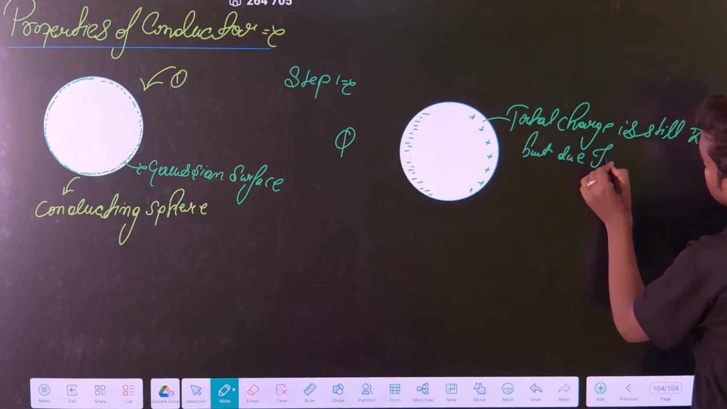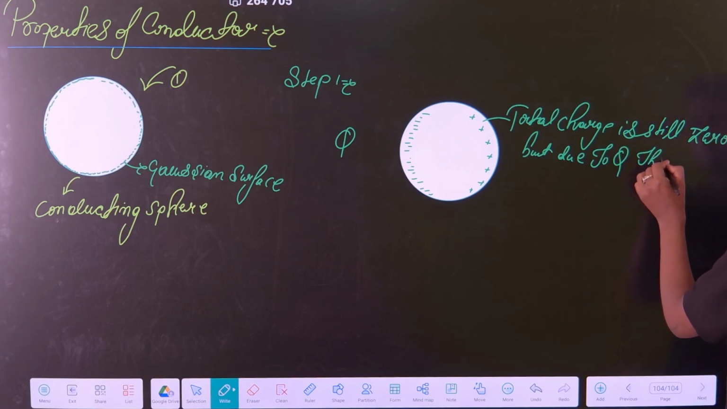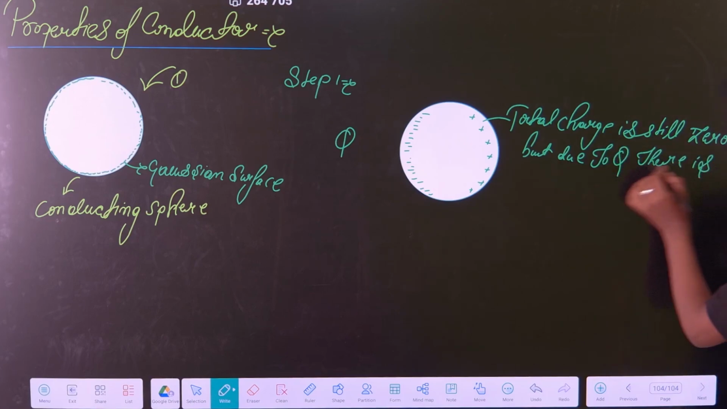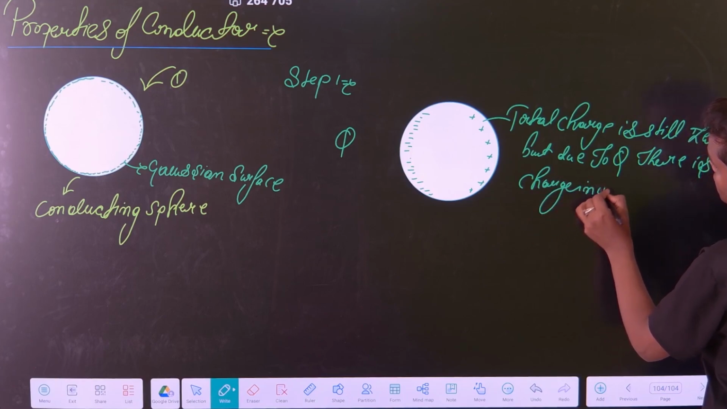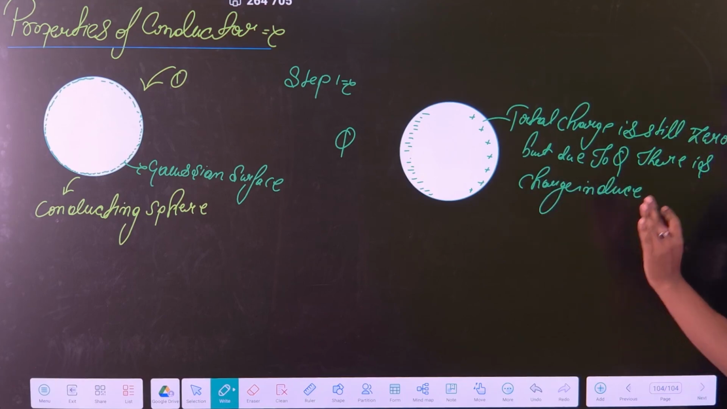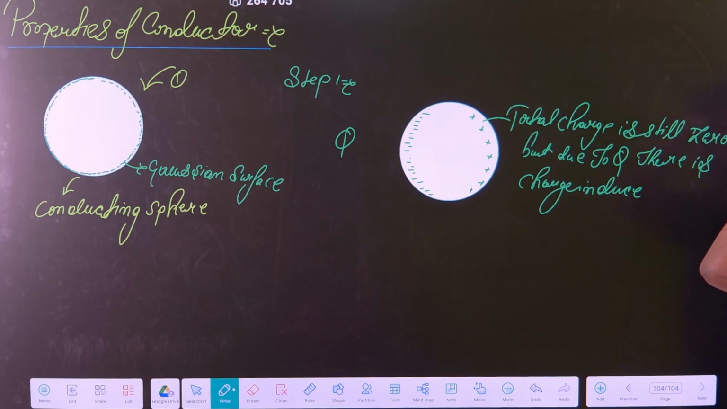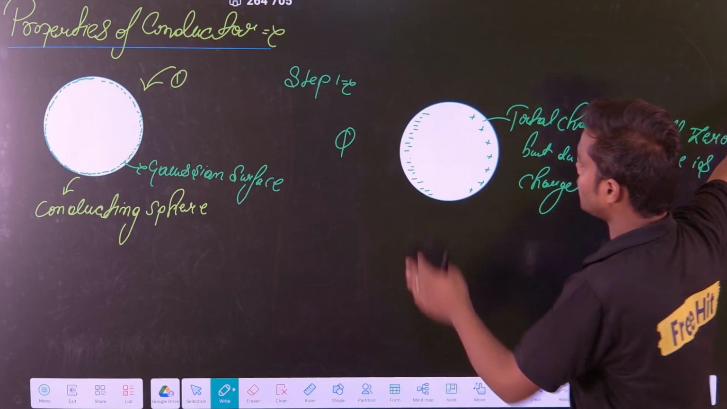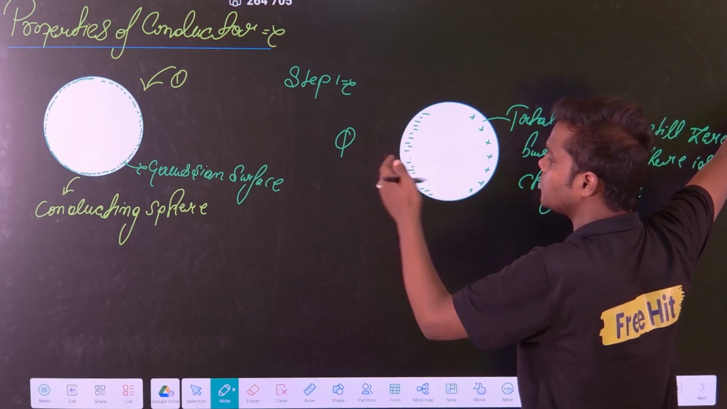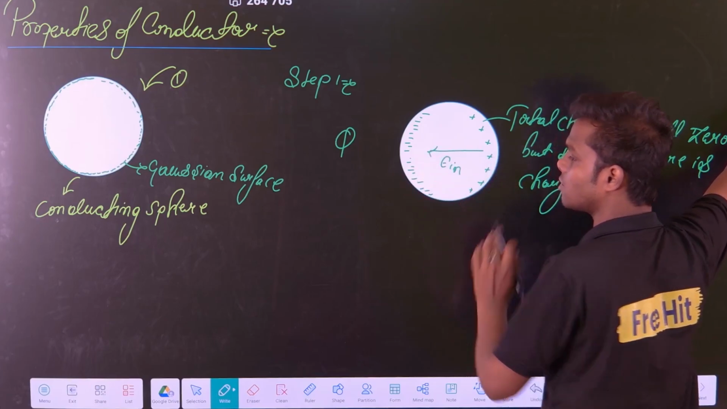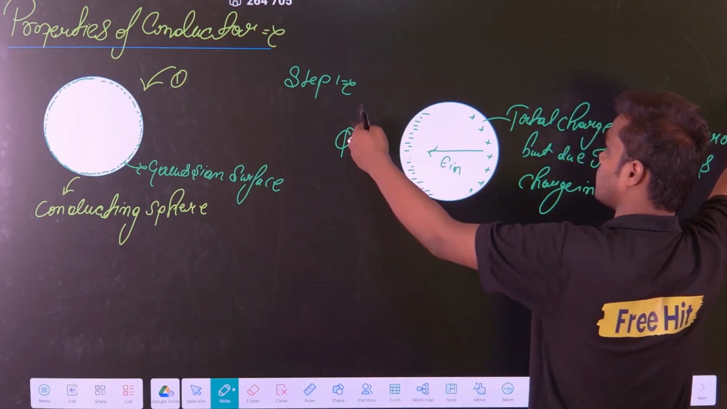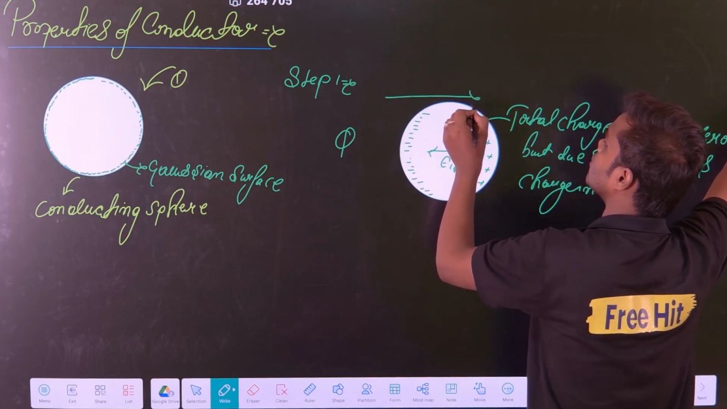But due to q there is charge induced. I am going very slow, but just try to understand. The charge will induce. This thing is clear till here, okay? So if the charge will induce, there will be an internal electric field. From here to here, we have E internal like this, correct? And similarly, due to this plus q, there will also be an external electric field.